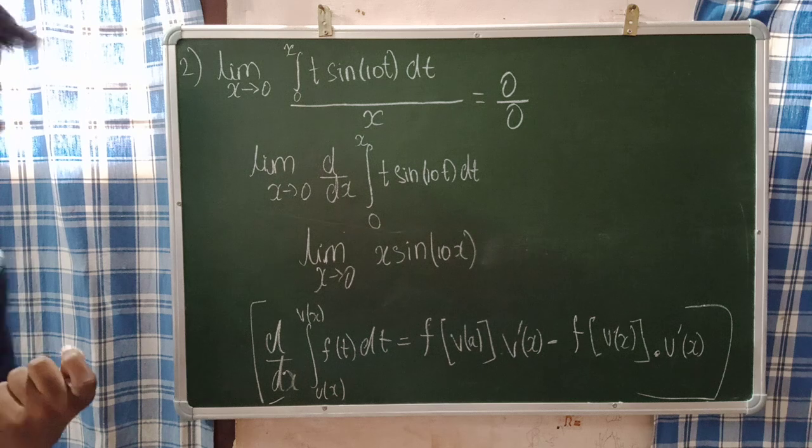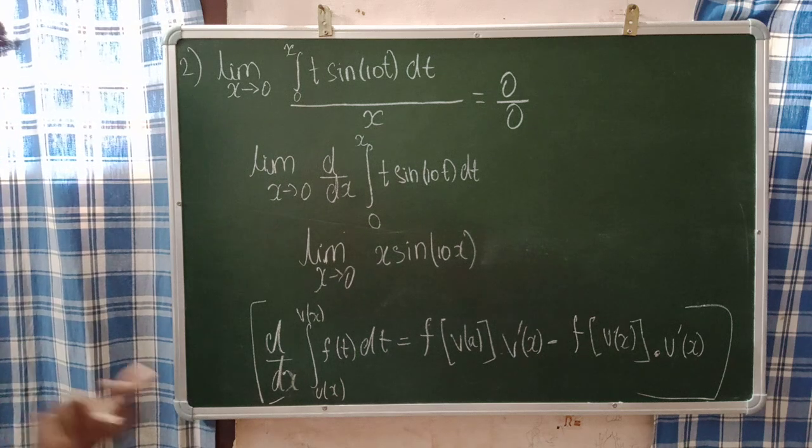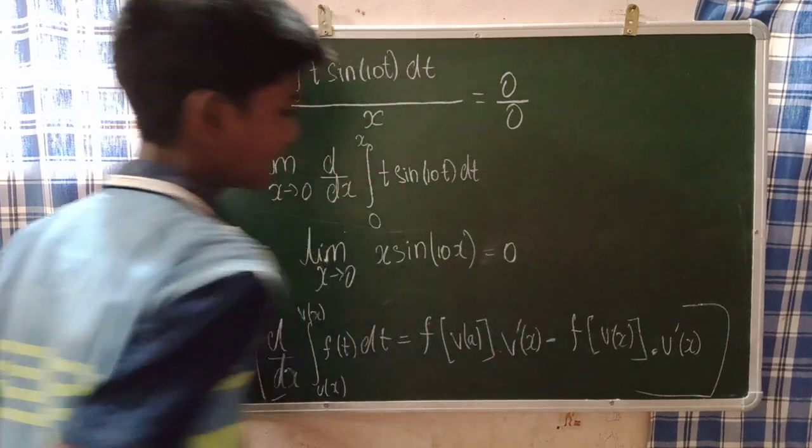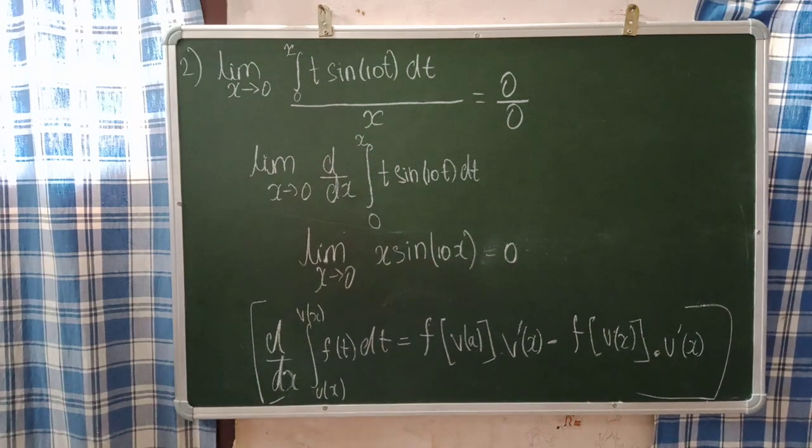Just put x as 0. You know how to solve limits. Now just put your x as 0. So you put your x as 0, and the direct answer is 0 for the question. The answer itself is 0.